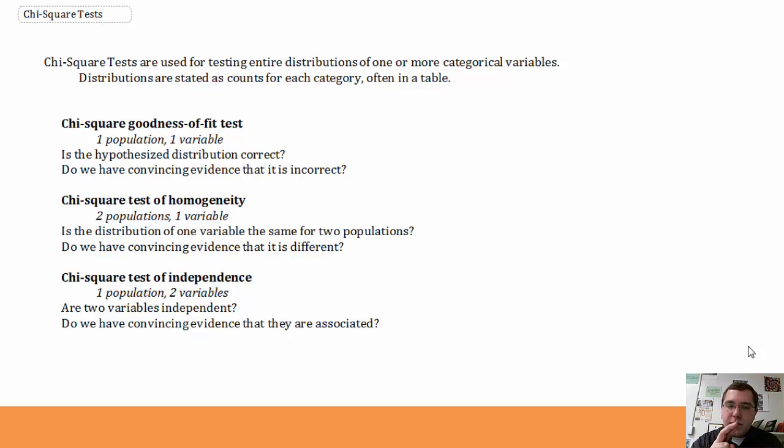So are their responses according to those two variables independent of each other or not? Do we have convincing evidence that they are not independent? Or in other words, do we have convincing evidence that they are associated, that one is related to the other?